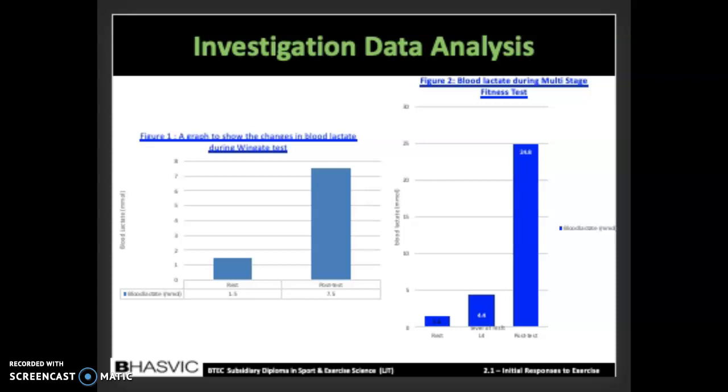The PC store is assigned to produce energy for the Wingate test, as the available ATP is used up, and the test is still at a very high intensity, and energy needs to be supplied quickly to the working muscles so that they can carry on working.